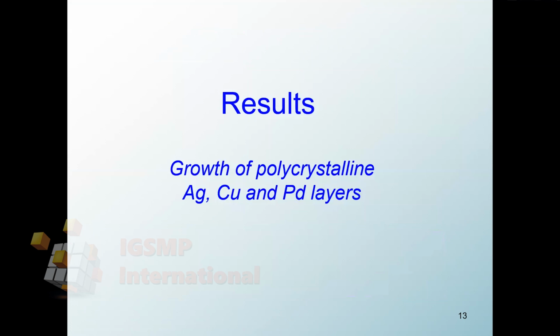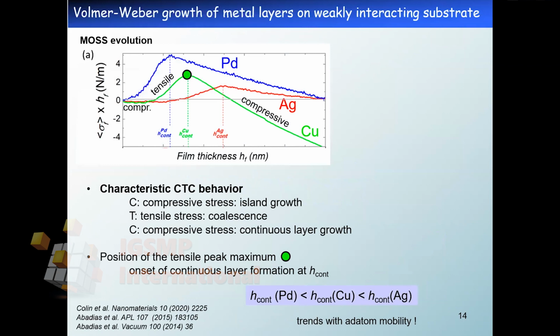So I will start with some results on the growth of metallic layers. I give you an example of 3 different systems: silver, copper, and palladium. These layers are grown on what we call weakly interacting substrates, typically oxides or graphene or amorphous carbon. So I start here with the evolution of the stress-thickness product as a function of film thickness.